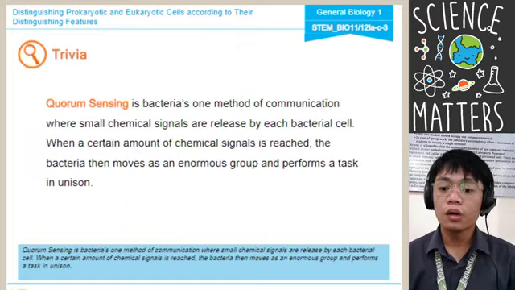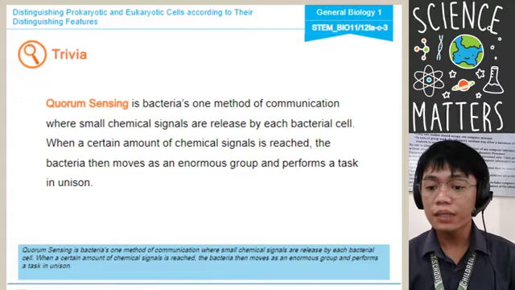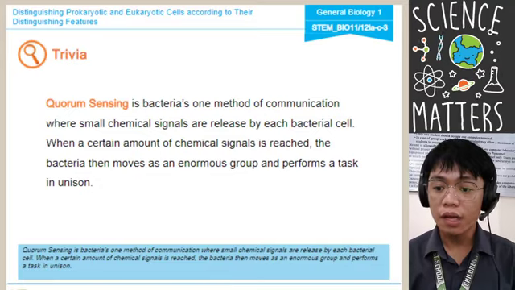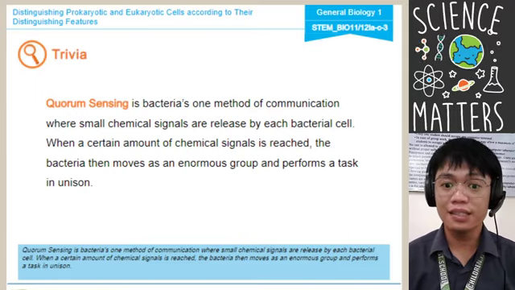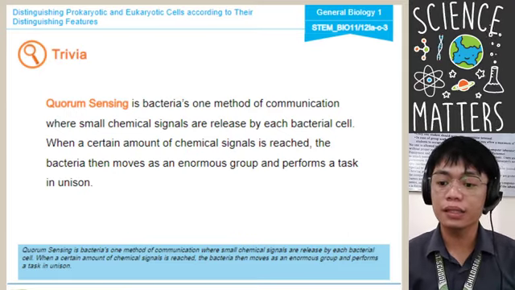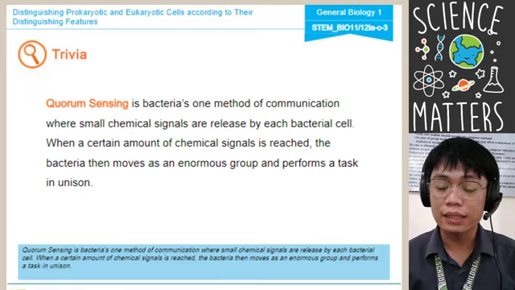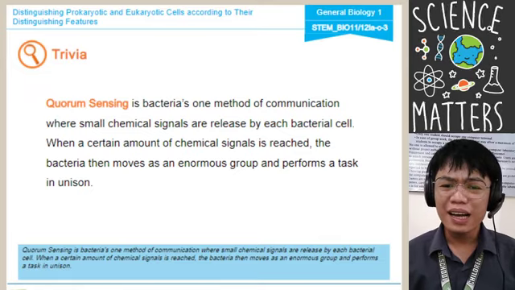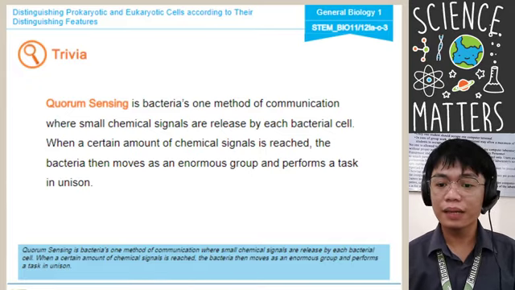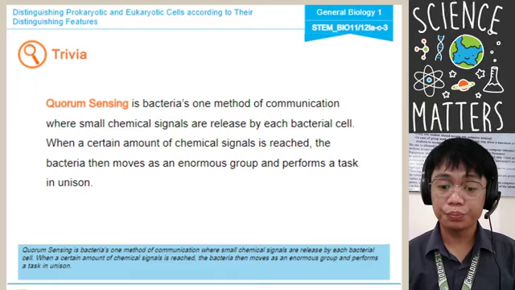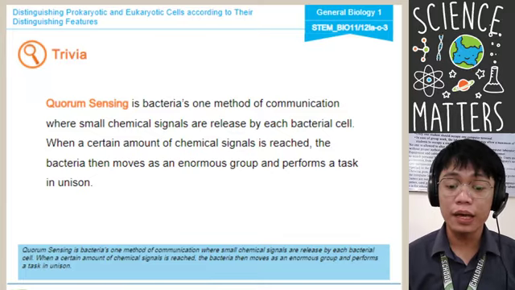Just a trivia: we have quorum sensing. Quorum sensing is a bacteria's method of communication where small chemical signals are released by each bacterial cell. When a certain amount of chemical signal is reached, the bacteria move as an enormous group and perform a task in unison. It is very interesting to study, isn't it? The mechanisms of microorganisms are really different in order for them to work in unity.